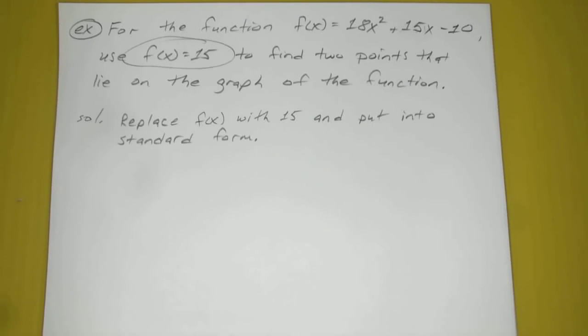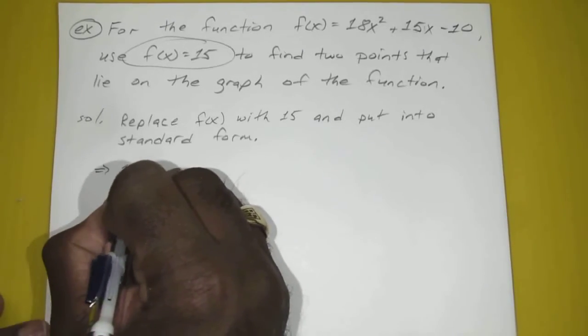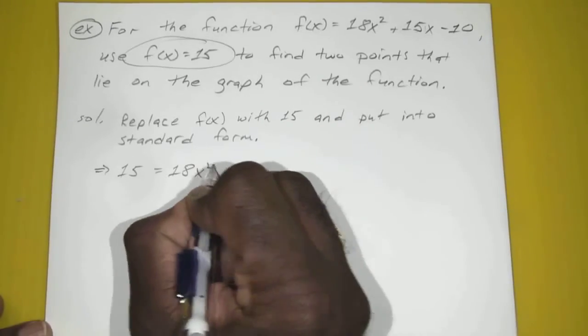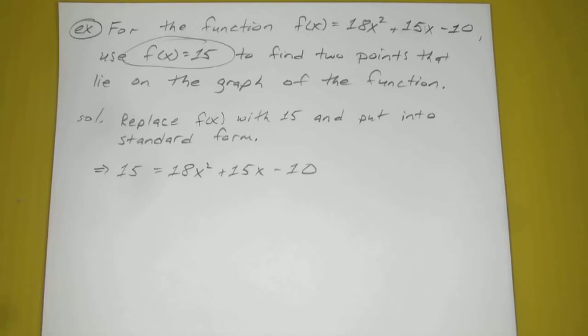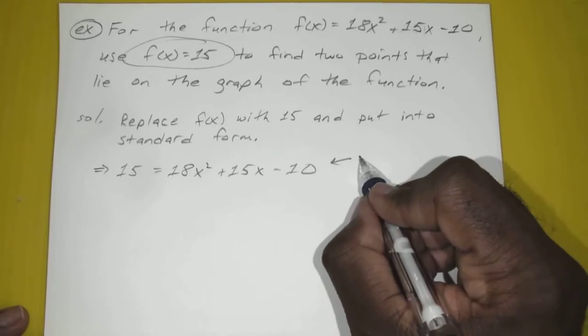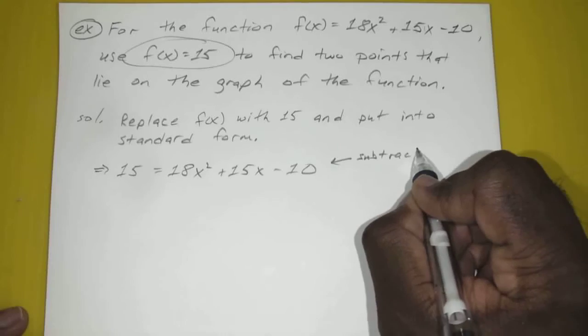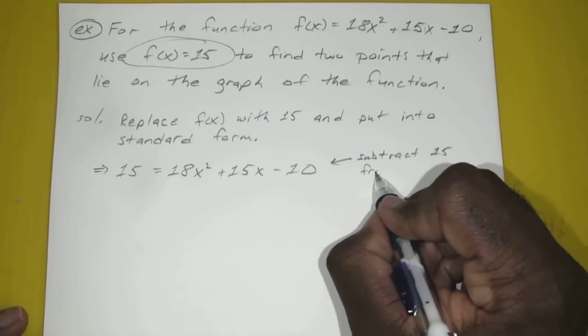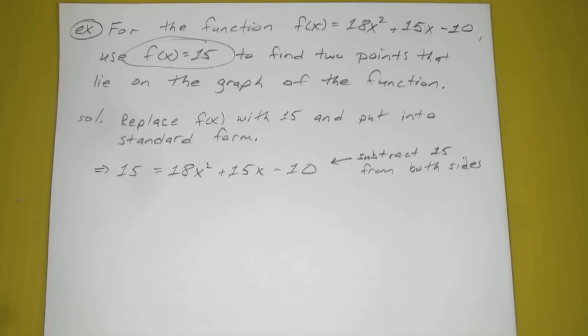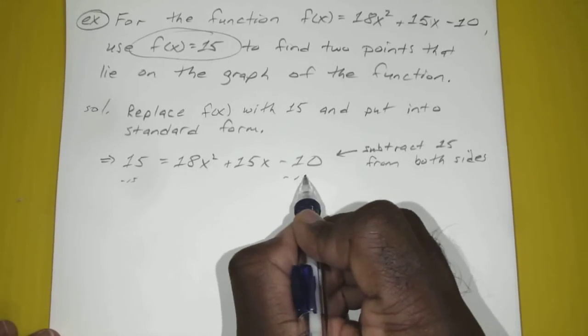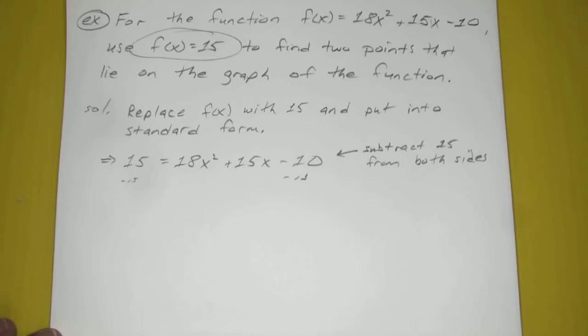Okay, so instead of f of x equals 18x squared plus 15x minus 10, we're going to end up with 15 equals 18x squared plus 15x minus 10. By putting it to standard form, we're just going to make it equal 0. So that means we subtract 15 from both sides. Okay, so if we subtract 15 from both sides, clean that up some.